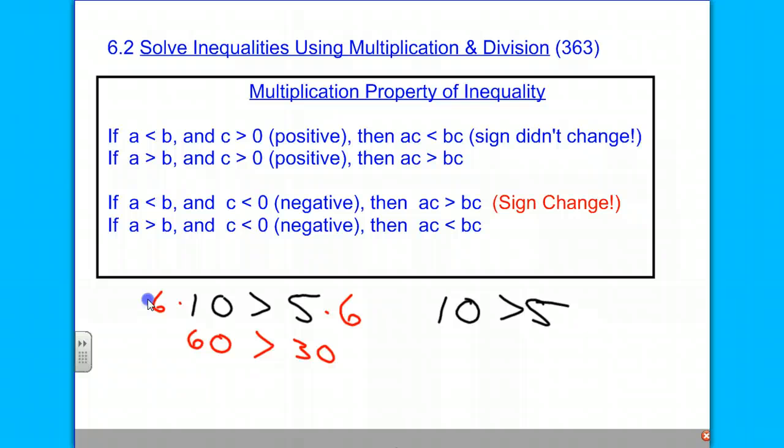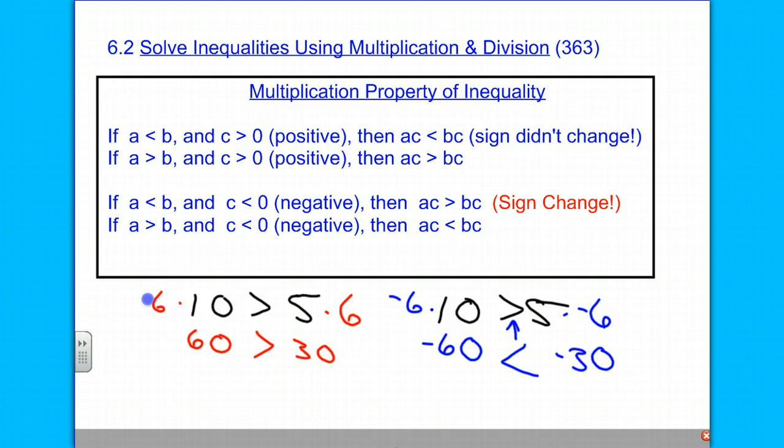Let's try it now with changing those to negatives. So if we're going to multiply both sides by 6, but we call it negative 6 now, we multiply by a negative. What is negative 6 times 10? Negative 60. This side is negative 30. Which of these numbers really is greater? Do you see how we have to switch the sign?